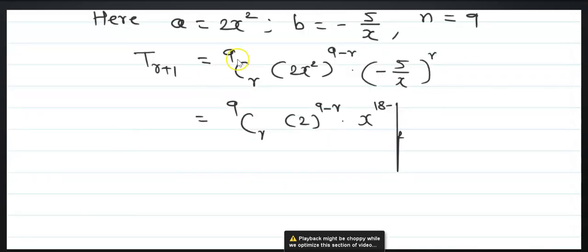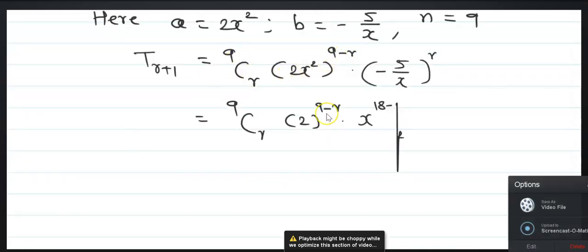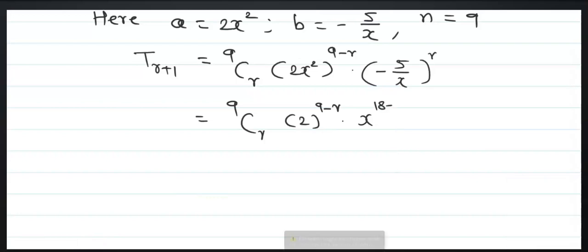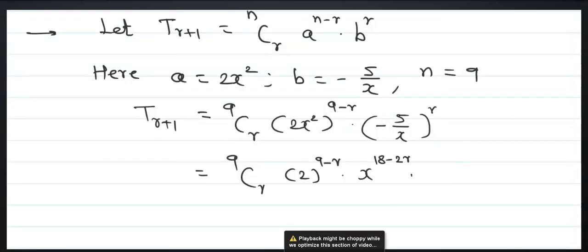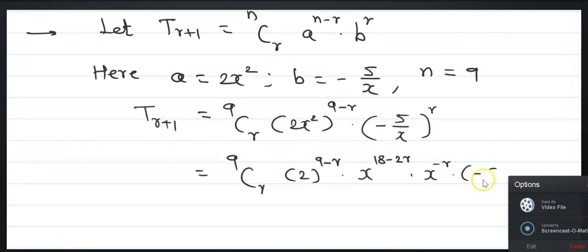Now, what's happening here? This is 2 raised to 9 minus r. Next is x², with the bracket raised to 9 minus r. Means what? x raised to 18 minus 2r. Now, see this again. x raised to 18 minus 2r. And here, minus 5 raised to r and x raised to minus r.